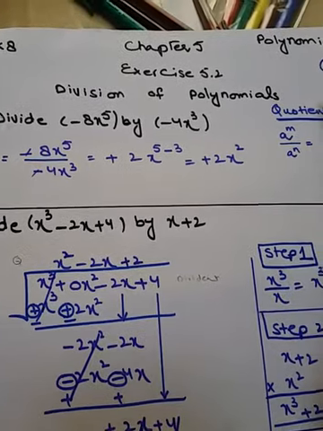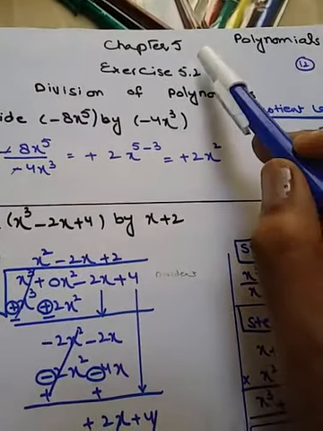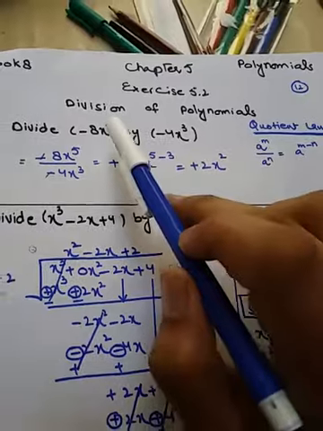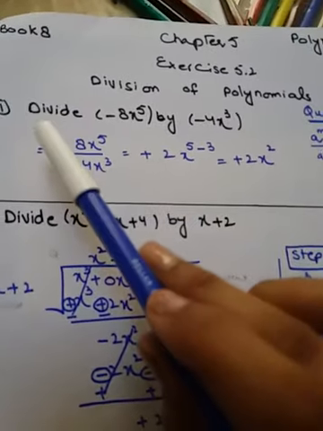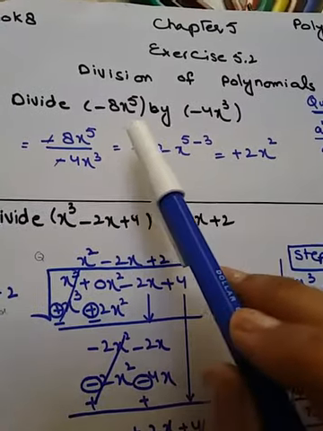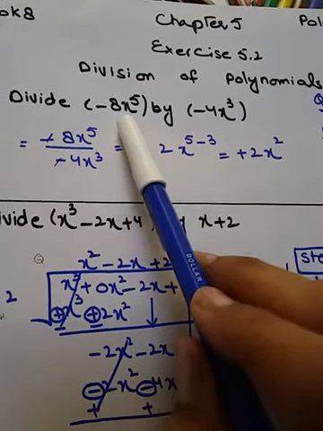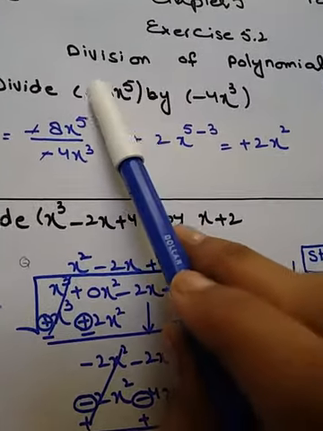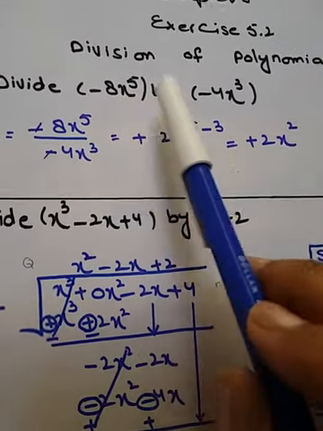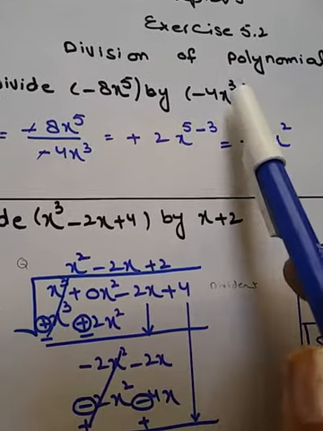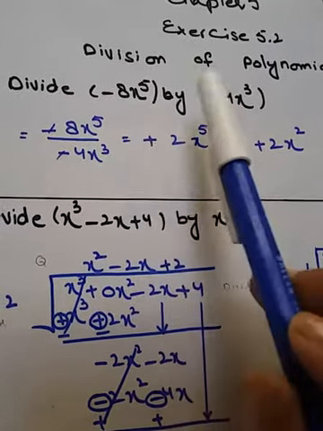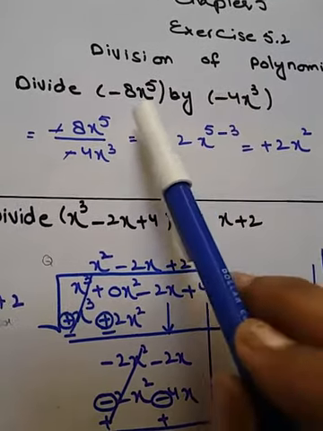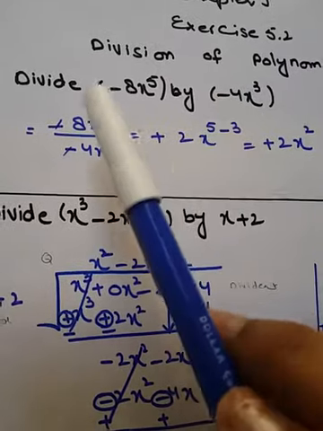Hello students, this is my lecture number 12 on chapter 5 and the topic for today is division of polynomials. In example number 1, I am going to divide monomials. In the first expression we have only one term and in the second one we also have one term. So they are polynomials, and the special name for these polynomials is monomial because we have only one term.